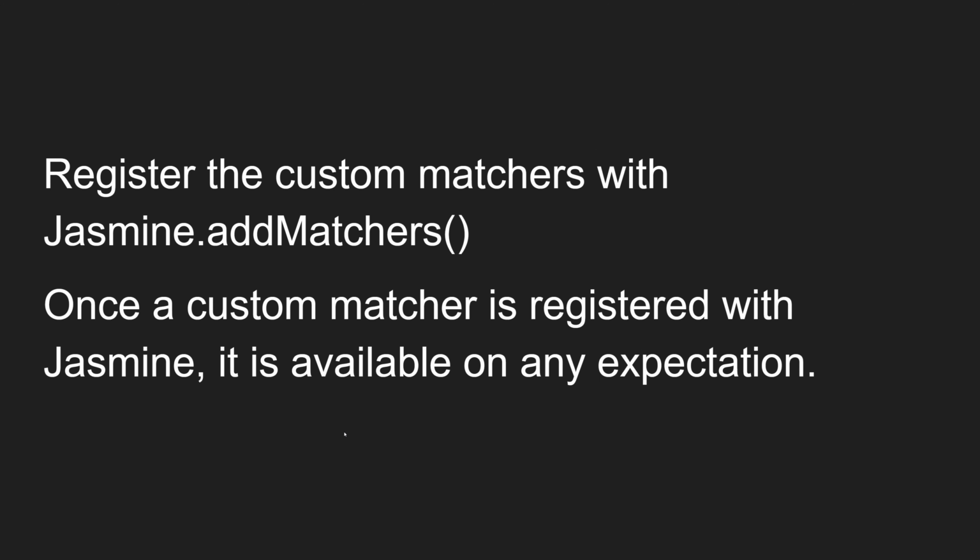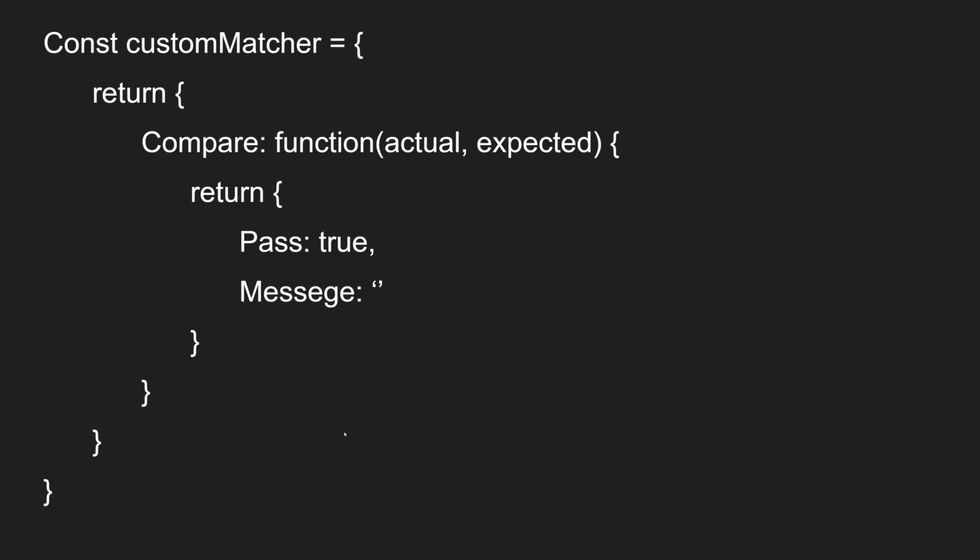Now you have completed the custom matcher. You have created a custom matcher with a compare function, and that compare function returns an object with the pass property and also the message property. Now it is finished.